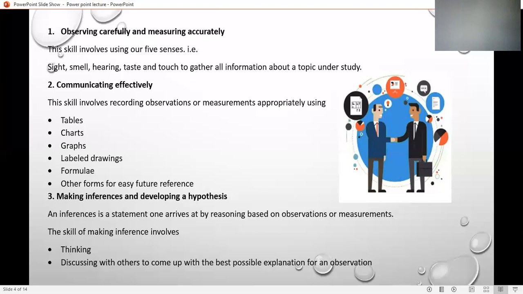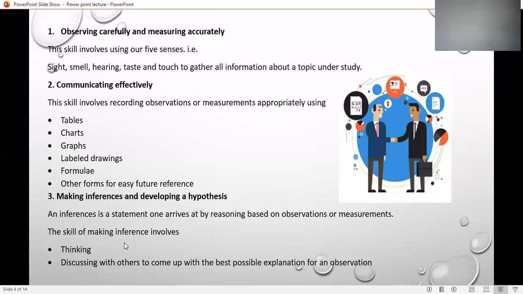Inference is a statement that we arrive at by reasoning based on our observation of the environment. For example, I told you about that malaria thing, right? So, mosquito causes malaria. This is my statement, that is inference. And I'll communicate with others and show them the data that I collected, and if my data is worth taking, the others will say yes, your statement can be tested, and then that statement becomes a hypothesis.